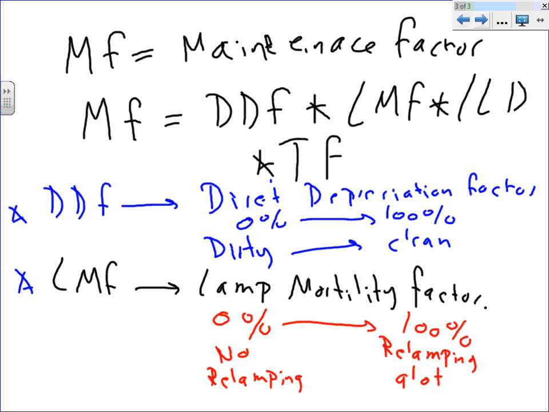Any question, guys? So for the lamp mortality factor, the lamps will die on you. But if you relamp them more often, then they're not going to die on you. If you don't relamp, you just let them sit there until they die, you put 0. It's really not 0, but that's kind of the extreme. 100% is every 6 months or every year you relamp the whole building. That will put you at 100%. They will never die on you. Any question, guys, about relamping versus no relamping? Any question, Mr. View?